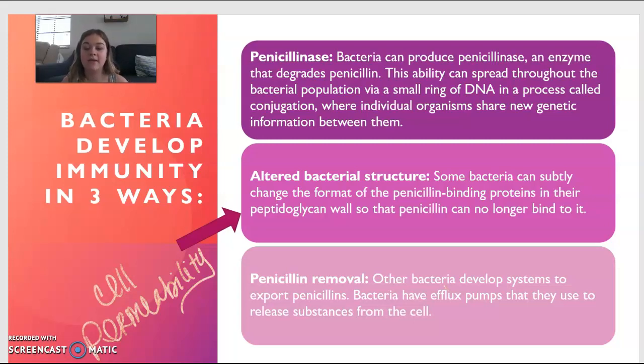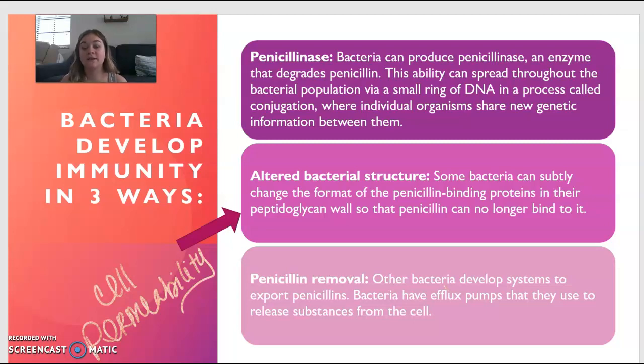And then penicillin removal, which is where other bacteria are developing systems to export penicillin. So bacteria have these pumps where they can release substances from the cell, so targeting releasing penicillin out of the cell. So when we're putting a focus on cell permeability, we want to talk about this altered bacterial structure. This is sort of what's giving the cell more permeability.